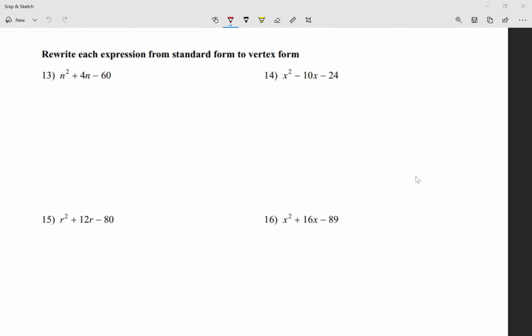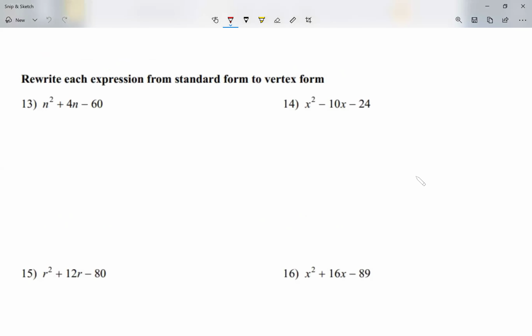On a previous unit, at the very beginning, we learned how to graph from vertex form. Remember, if I had something like x plus 19 all squared minus 3, we learned that the vertex in that case would be negative 19, negative 3.